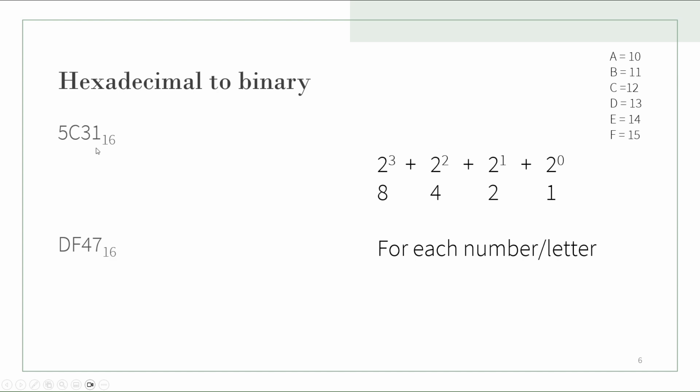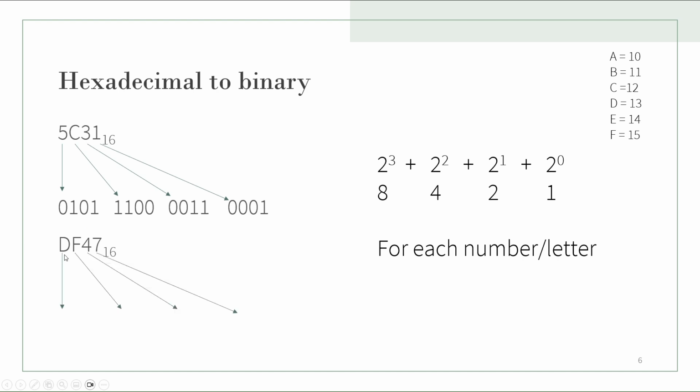For C, if we remember from our table, it's 12. So 8 plus 4 is 12. So we'd have 1, 1, 0, 0. And then for 3, we would only need the 2 and the 1, so it'd be 0, 0, 1, 1. And then for 1, we only need the 1. And that comes out over here.